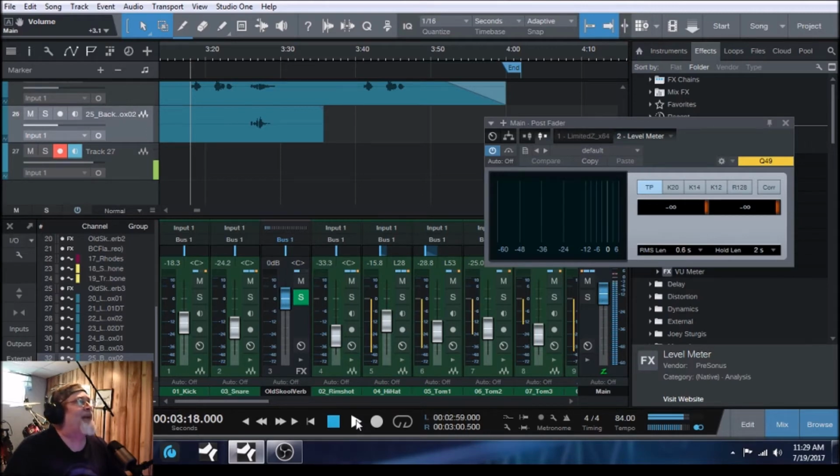So let me play a tune here, or at least a part of a tune, and I want you to watch this meter here. This is a level meter. It pretty much represents your main out that's on Studio One. So let me go ahead and play this and take a peek at this.